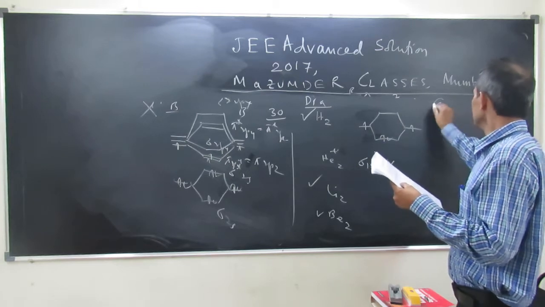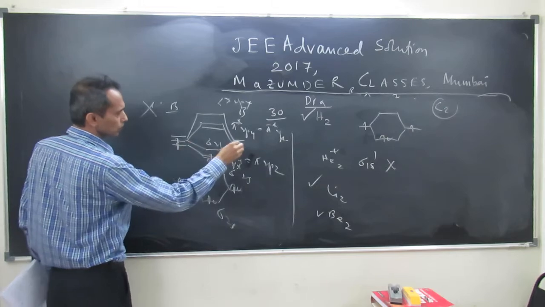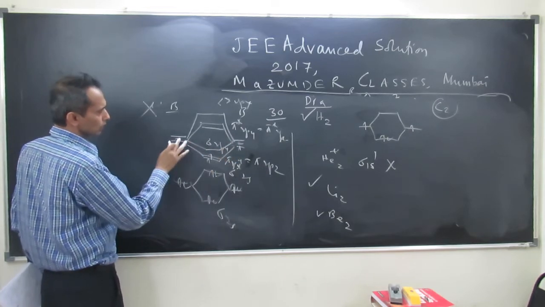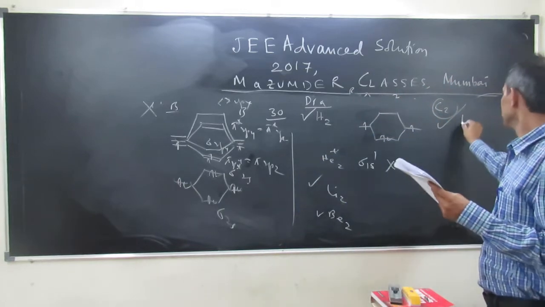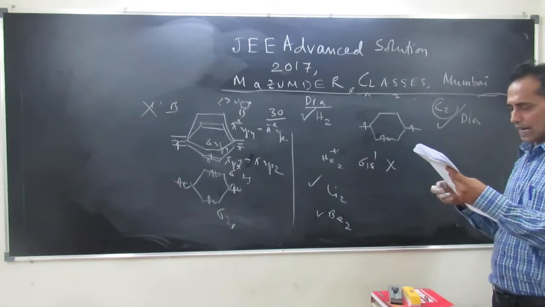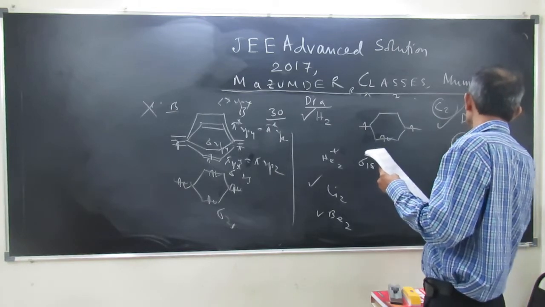Again, in the case of C2, two more electrons will come over here, so they will be paired up. Therefore C2 is basically diamagnetic. And then N2 is again diamagnetic. There is a very famous example, N2 is diamagnetic.